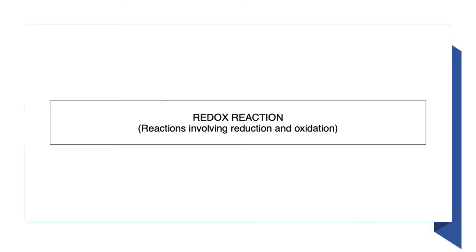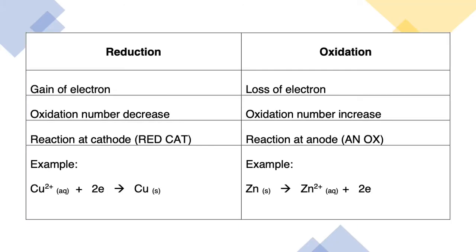Whenever you hear the word redox reactions, you must know that it is a reaction that involves reduction and also oxidation. So let's see the comparison between reduction and oxidation. Reduction is always the gain of electrons. It is a process of gaining electrons, and the oxidation number will decrease after the production of the product.